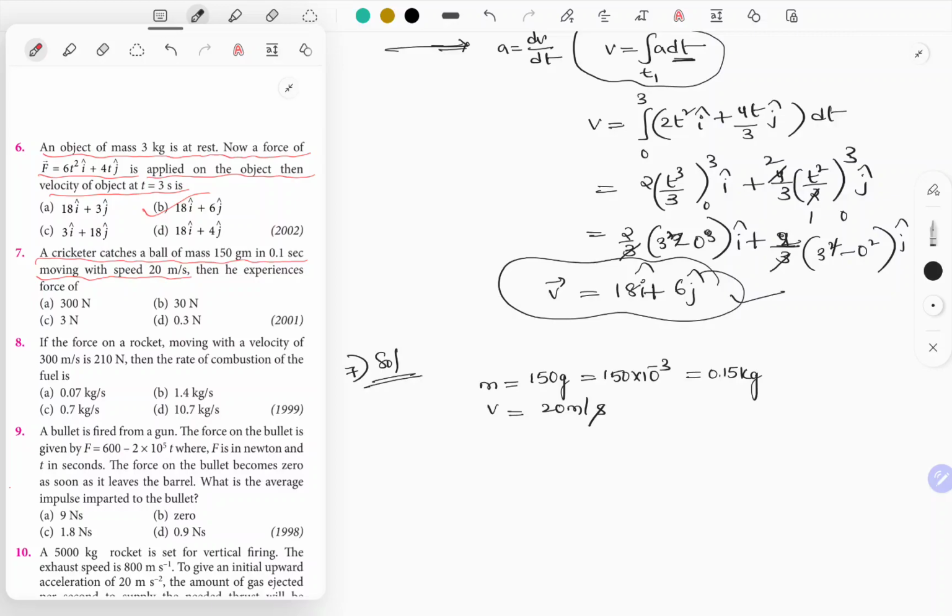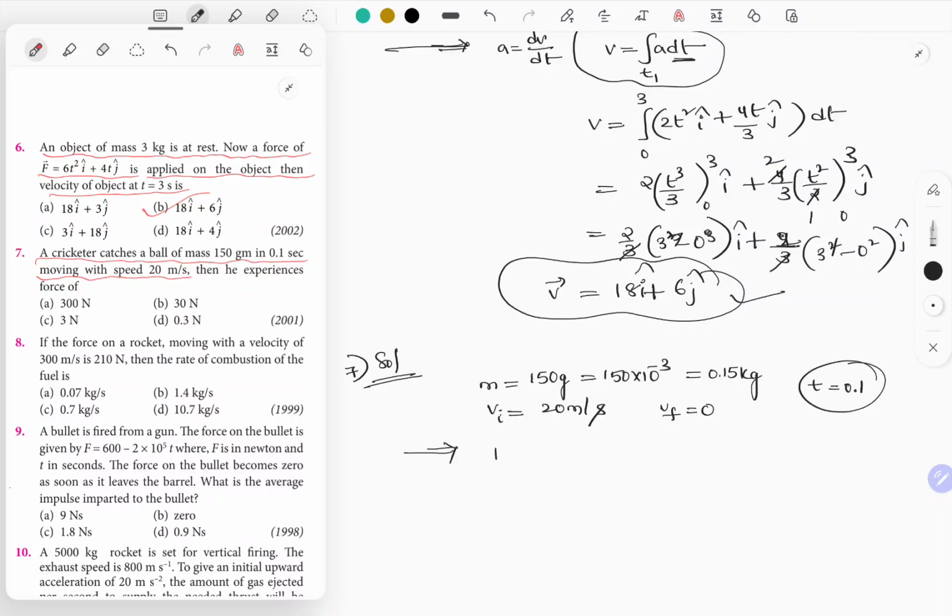So the cricketer catches this ball of mass 0.15 kg, which is initially moving with 20 meter per second, in 0.1 second. That means in 0.1 second, the velocity of the object came to rest. So initial speed is 20 meter per second, final speed is equal to 0. Then he experiences a force of... they are given mass, velocity and time relation, and they are asking force. t is equal to 0.1 second.